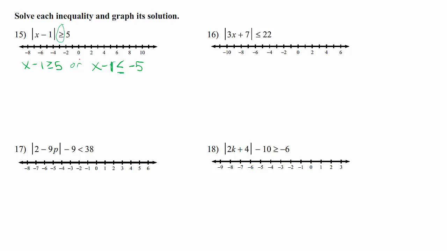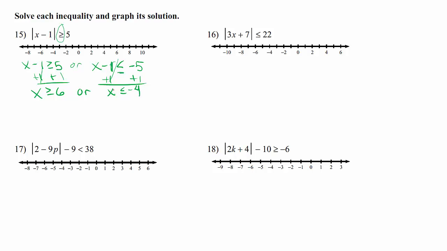So technically on 17 and 18, I'm not ready to look until the absolute value is by itself. But here, I already know this is an or. I'm going to add 1 to both sides and have x is greater than or equal to 6, or x is less than or equal to negative 4.